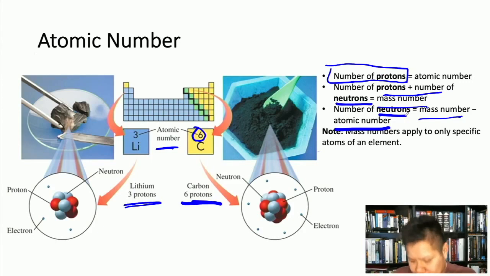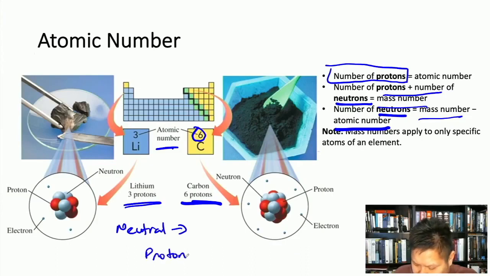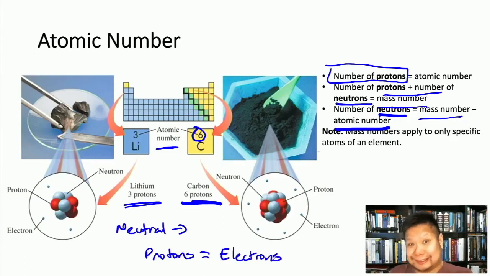And then, one more important note is that neutral atoms are neutral because the number of protons equals the number of electrons. Again, that doesn't affect the mass number because the number of electrons isn't in the mass number calculation. So that's why atoms are neutral. Atoms are neutral because the number of protons equals the number of electrons. And we'll dive deeper into that in a second too.